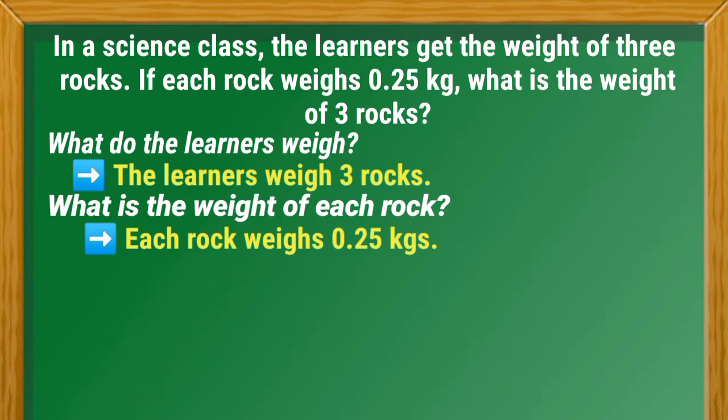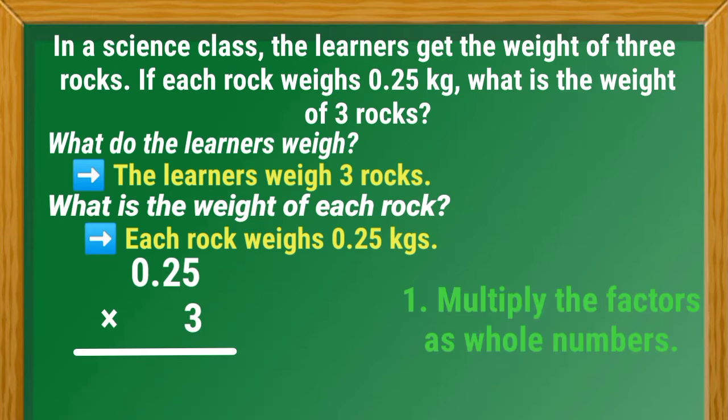To find the total weight of 3 rocks, multiply the weight of each rock by 3. This will be 25 hundredths times 3. Let us follow the steps. First, multiply the factors as whole numbers, like this: 25 hundredths times 3. So 3 times 5 is 15. Bring down 5, carry 1. 3 times 2 is 6, plus 1 is 7. 3 times 0 is 0.